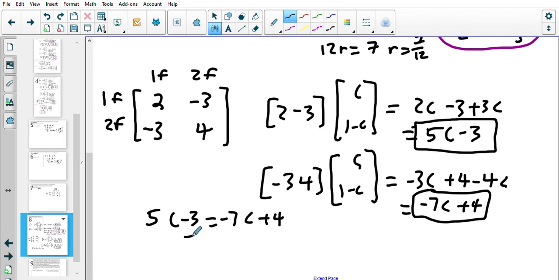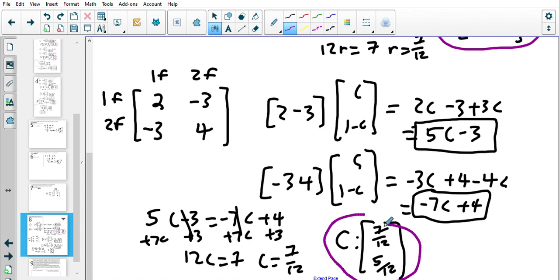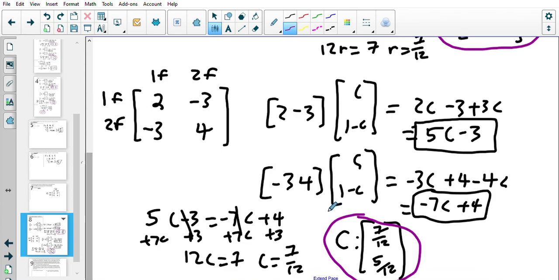This looks pretty familiar here. I'm just going to solve the equation here. 12C equals 7. So C equals 7/12. So the column player's optimal strategy is to play 1 finger 7/12 of the time and 2 fingers 5/12 of the time, which is the same strategy as the row player, I believe. 7/12, 5/12. So both players have the same optimal strategy.